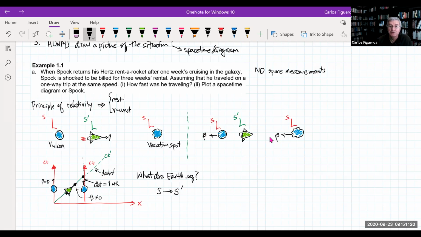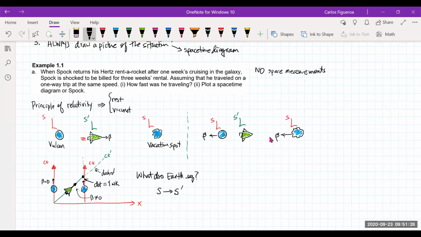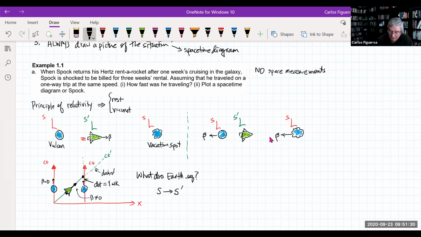Because it's not right for me to write betas on here and say, oh yeah, this is what it means. It doesn't mean that. This is only to conceptualize what's actually happening in the picture.